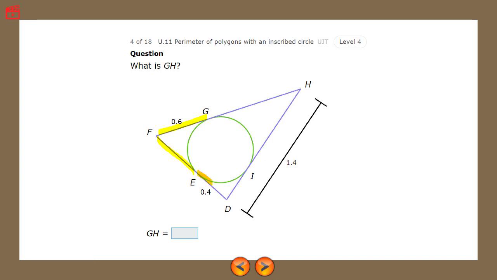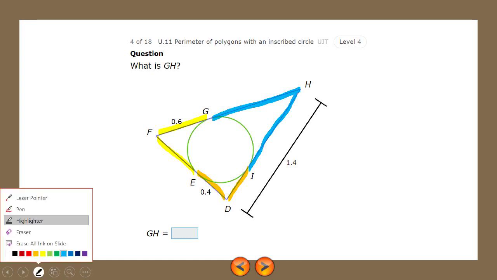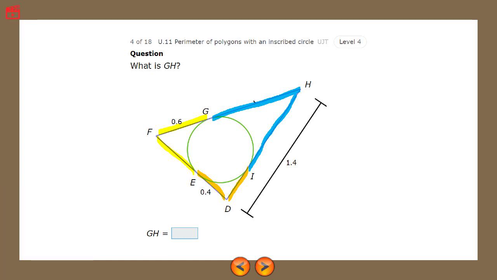E to D is 0.4, so I to D is 0.4. Going from the circle to a point outside the circle will be the same length as long as the line you're drawing is a tangent line. I to H will be the same as G to H. Those will be the exact same length. They're congruent. So let's make use of those facts.